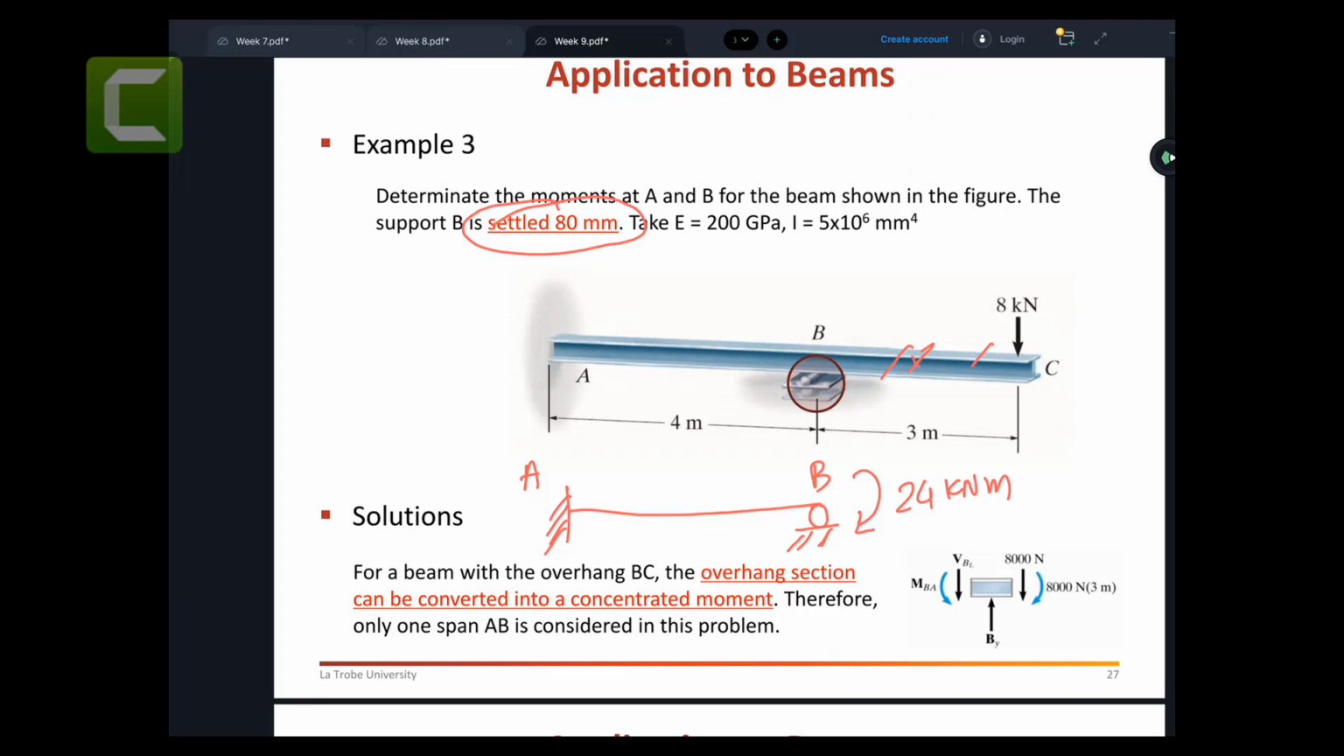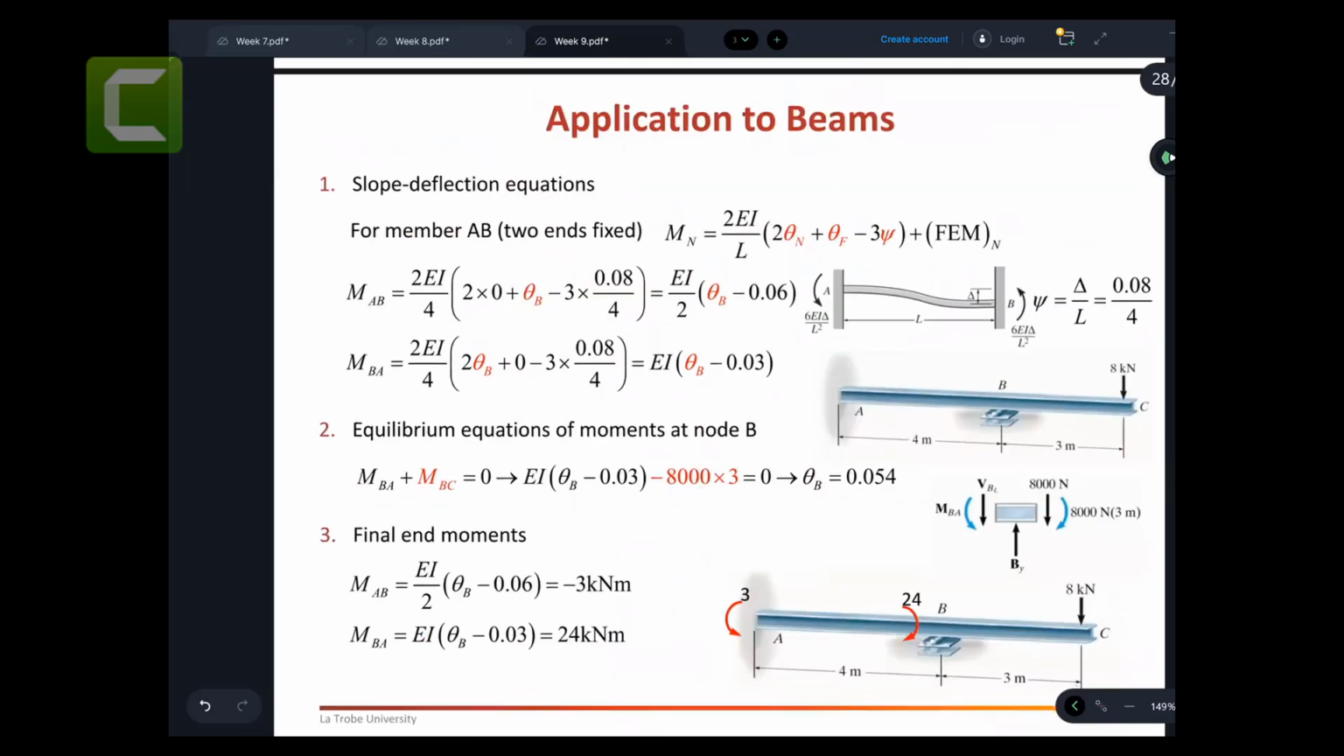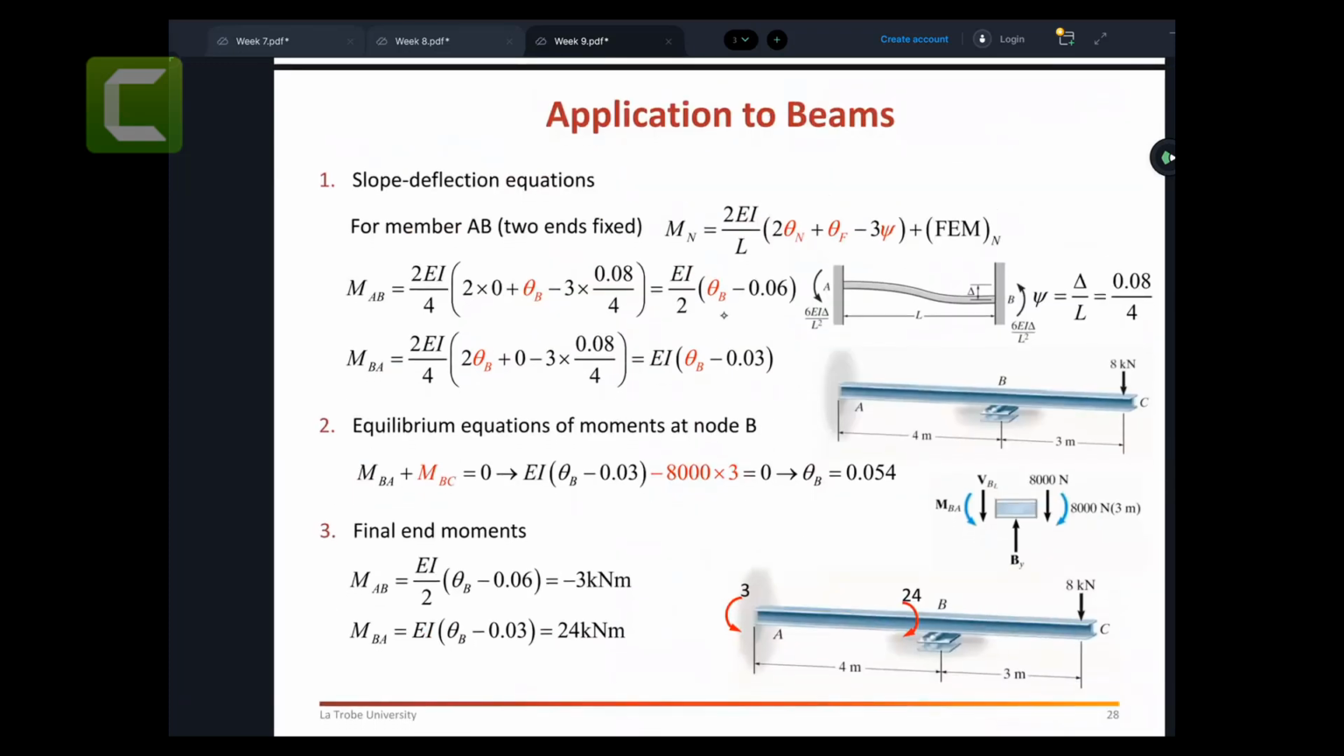But instead of BC, we put this, because you can see this creates the clockwise moment. So 24 kilonewton meters, I put it as clockwise moment. And this is 4 meters, and this is 24. And this one is going to settle by 80 millimeters. So when you have settlements, you need to put these 80 millimeters as 0.08 meters, because 80 over 1000 is 0.08 meters.